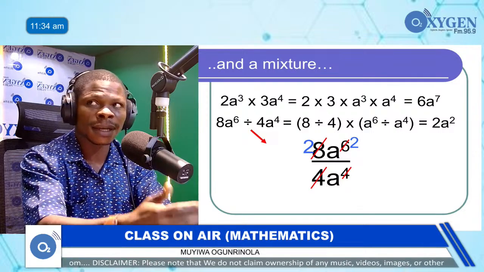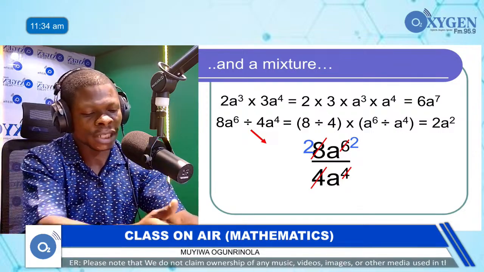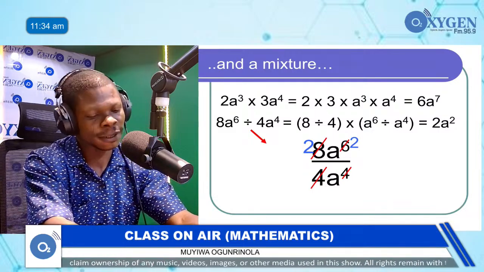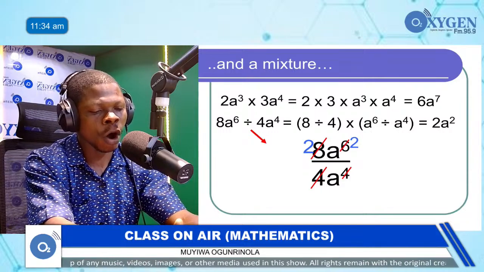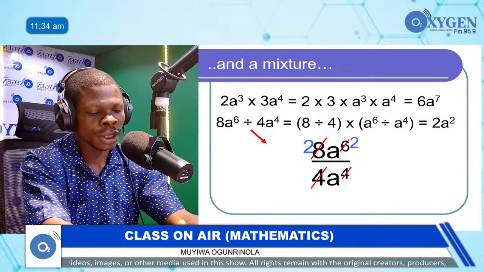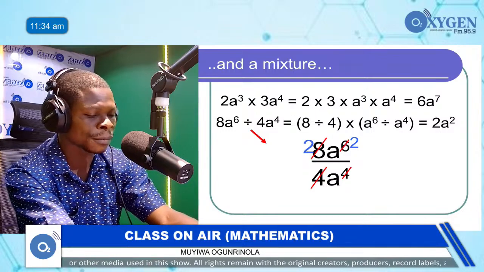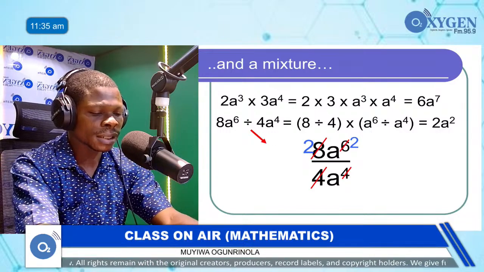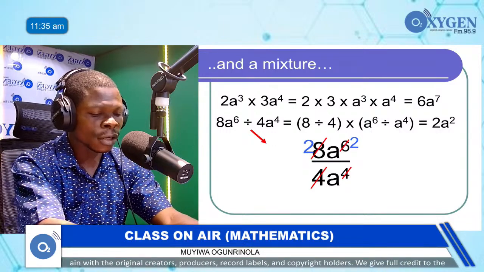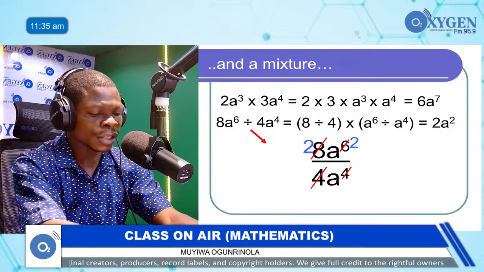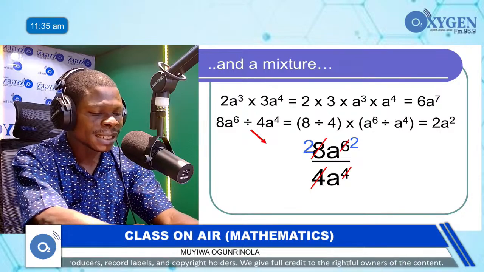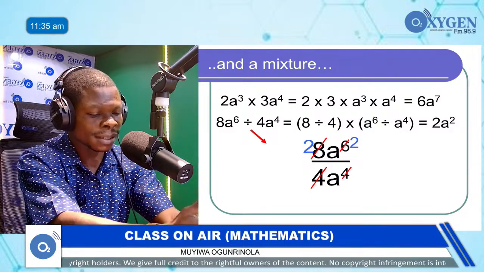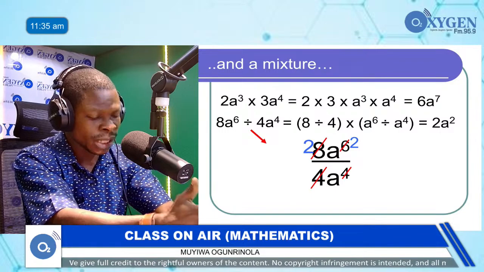Another one for division here, when you have 8a raised to power 6 divided by 4a raised to power 4. Now we are going to do the same thing we did in the previous examples, because 8 and 4 are not the same. So in that case, we are going to use 8 divided by 4. Then we gather a raised to power 6 and a raised to power 4. We divide that one too.